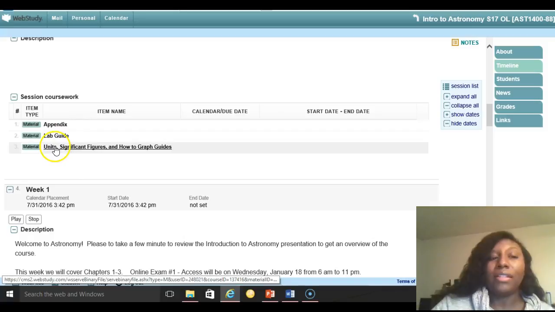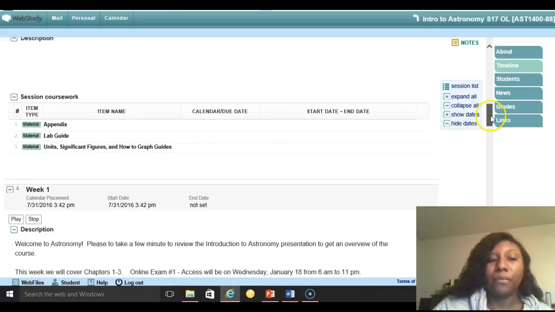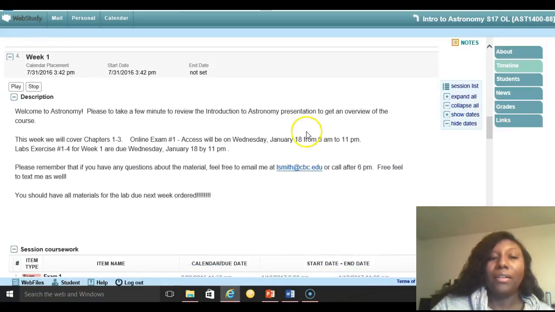There's also a separate section that will describe units, significant figures, and how to graph guides. This is very helpful if you're reading the textbook as well as the lab guide to know how to convert different types of units, or gives a better explanation of what those particular terms mean. If we move to week 1, you can see here where we have a discussion of what you need to accomplish for each week, and I provide that for each week 1 through 5.